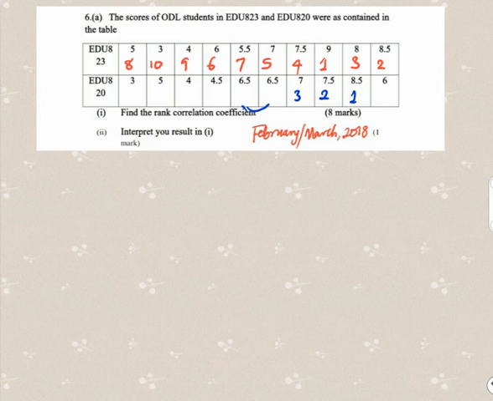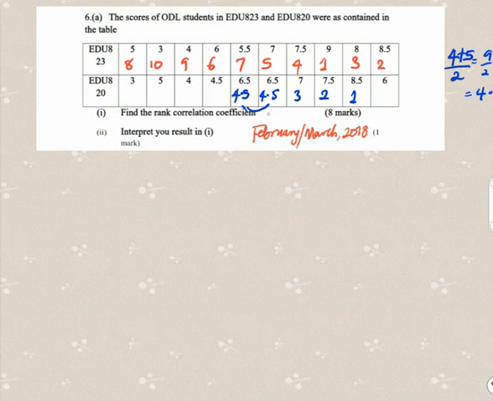In that case, we're going to assign the average of these ranks, and the average will be equal to 4 plus 5 over 2, that will be 9 over 2, which is equal to 4.5. So this will be assigned 4.5, and this also will be assigned 4.5. So it means this will take third.